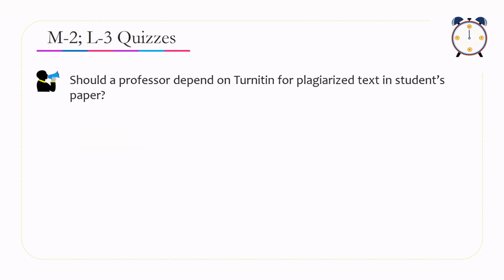Next question, should a professor depend on Turnitin for plagiarized text in a student's paper? The options are 1. Yes, 2. No. Your time starts now. Which one is right? Option 2 is correct. Turnitin only checks text similarity. Detection of plagiarism depends on academic judgment to check students' assignments and proper examination of the originality report.